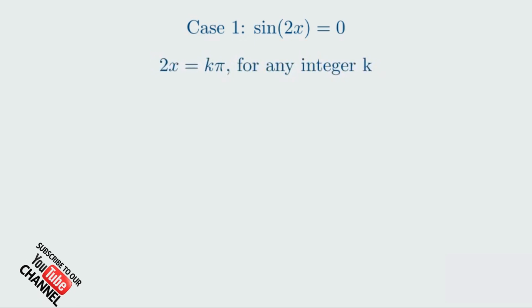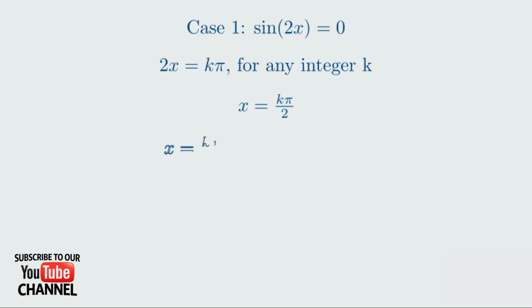Now that we know the value of 2x, we can solve for x. All we need to do is divide both sides of the equation by 2. Dividing both sides by 2, we find that x equals k times pi over 2. This is our second family of solutions. Let's write this down. The second set of solutions is x equals k pi over 2, where k is any integer. Again, this is a set of infinite solutions.